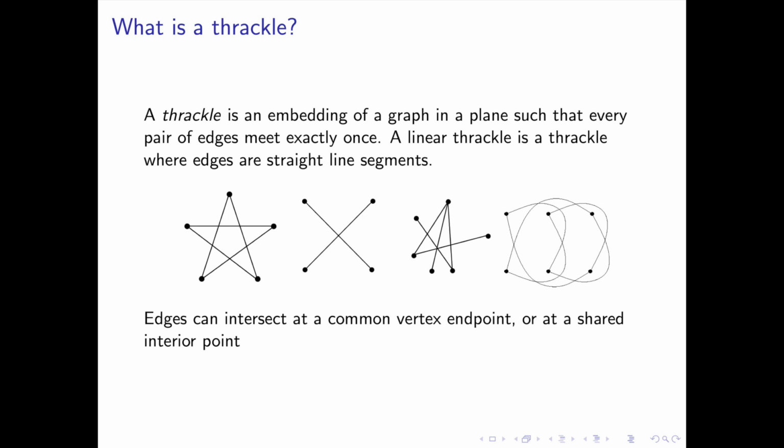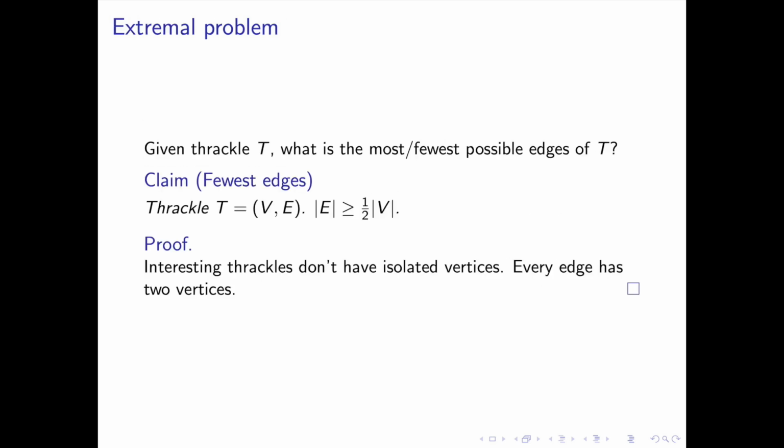The pentagram, the X, and this third graph are linear thrackles. Notice that thrackles are simple graphs, but don't have to be connected. The graph on the right is the thrackle embedding of the 6 cycle. This is one of the classic depictions of a thrackle, which apparently is a Scottish term for a tangled up fishing line.